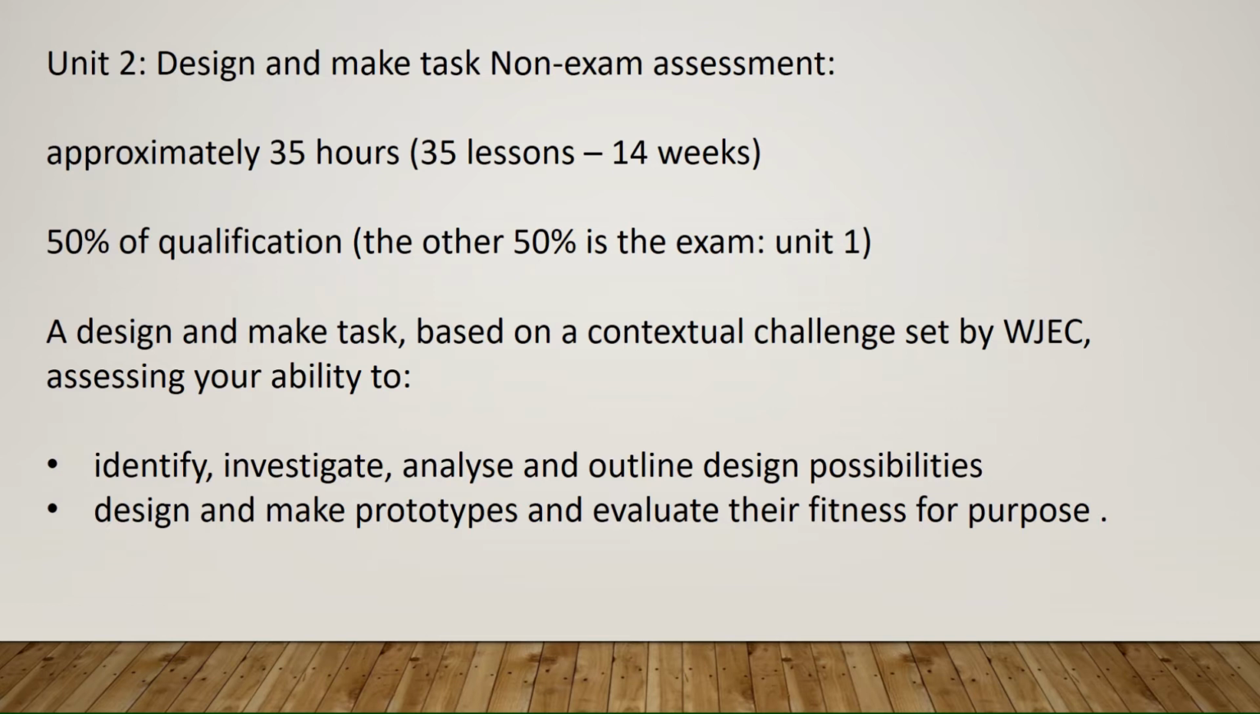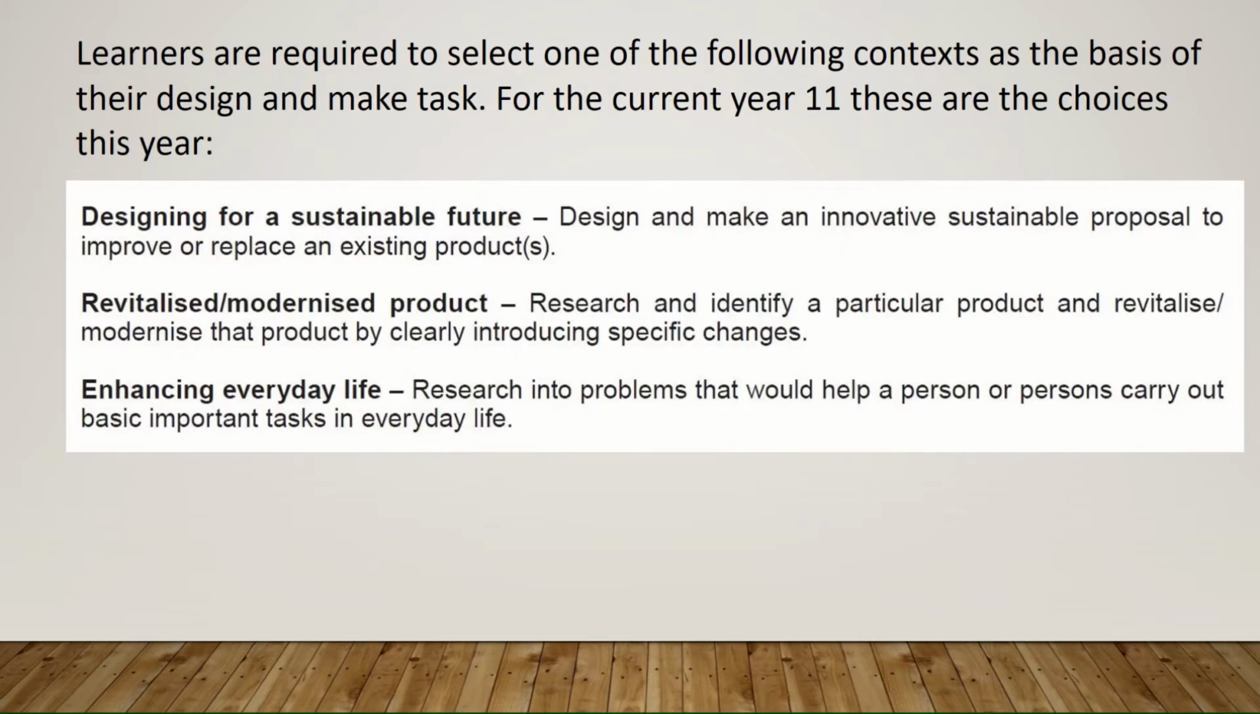So, a design and make task based on a contextual challenge set by the WJEC. These have been shared with you. Those are the three choices this year. We've already looked at them in a little bit of detail, but your first task will be to brainstorm each of those three contexts, each of those three areas, suggest some design briefs, about 2 or 3 for each area, and then eventually pick the design brief that you are going to follow.